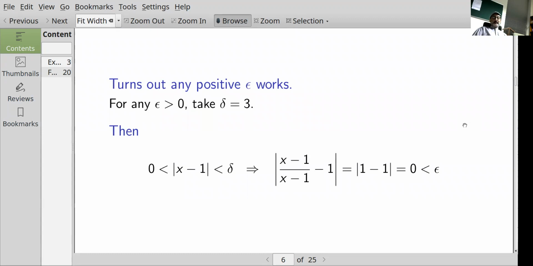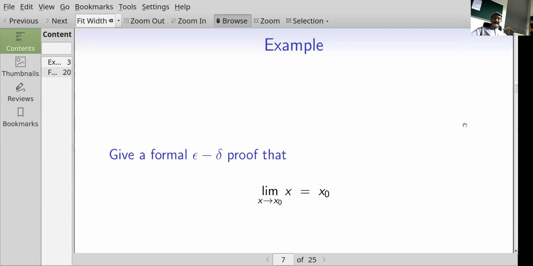Okay, so then 0 less than absolute value of x minus 1 less than delta equals 3 implies that the absolute value of (x minus 1) divided by (x minus 1) minus 1 is equal to absolute value of 1 minus 1, which is equal to 0. And 0 is less than epsilon, which is supposed to be any positive number. Okay, so that one was easy.